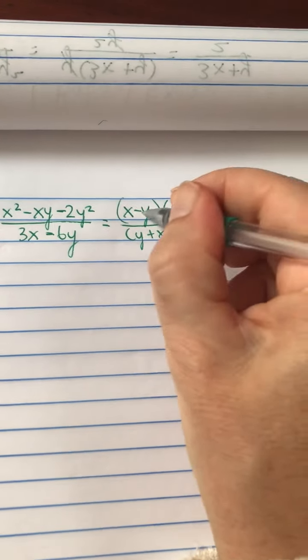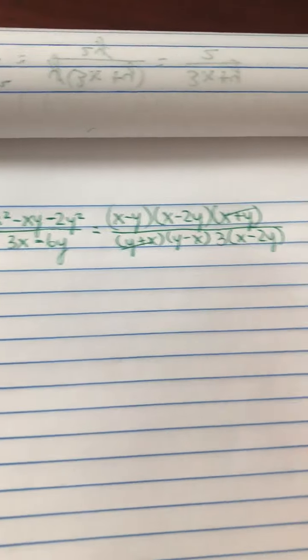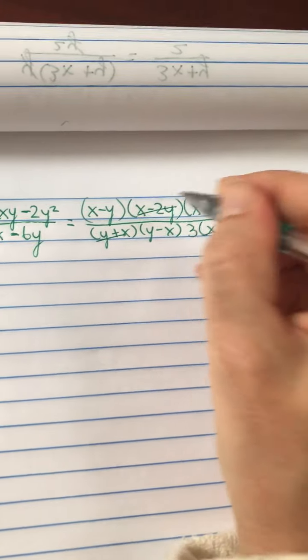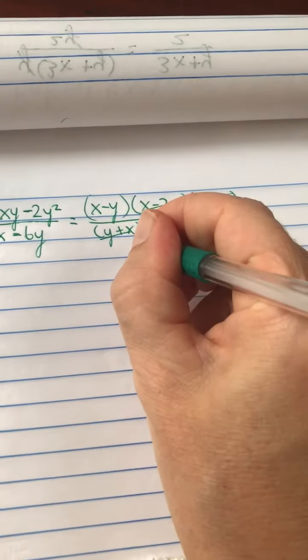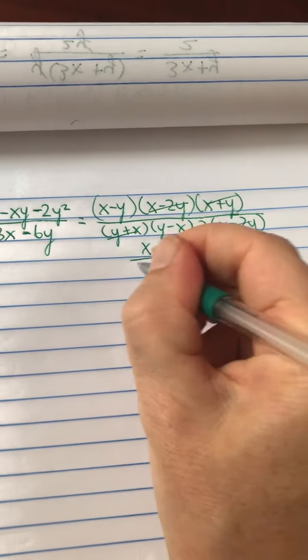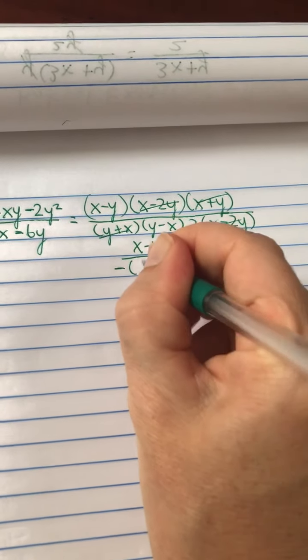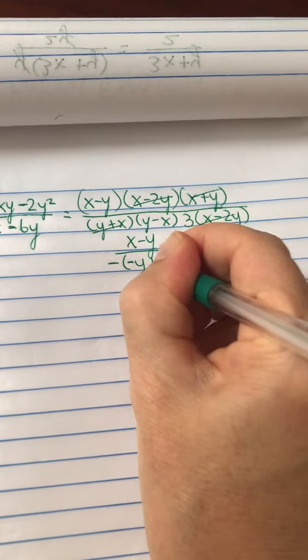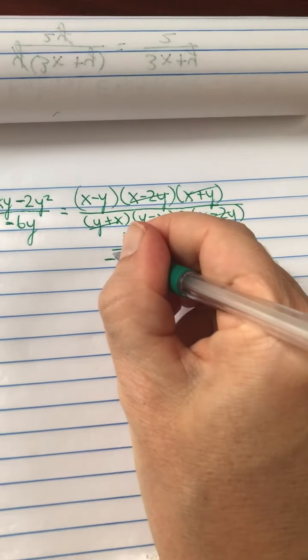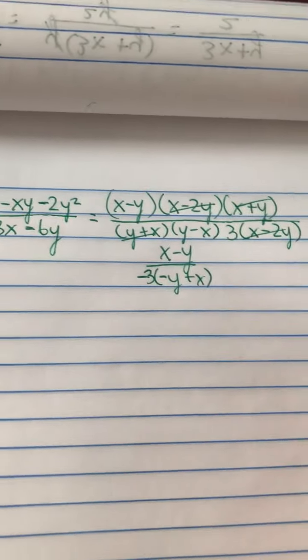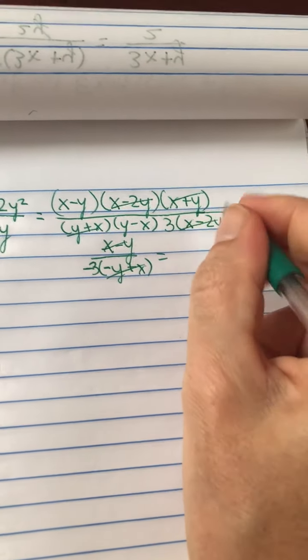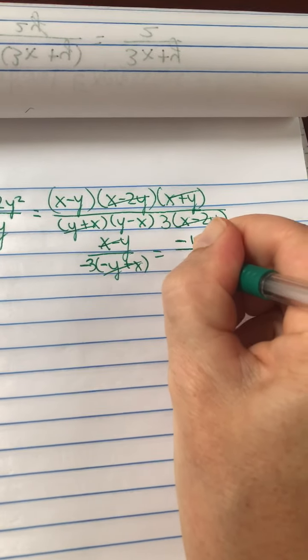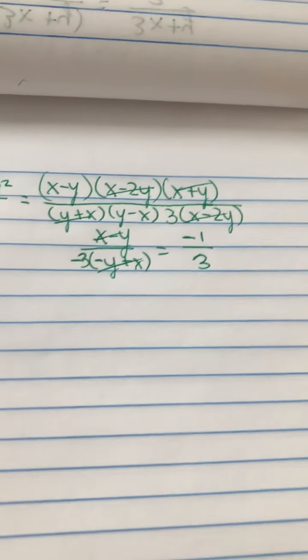All right, so that's, okay, this is crossing out. And this is crossing out. This one's almost crossing out if we factor out a negative. So x minus y over a negative y plus x. And don't forget about that 3 that we had. Okay. So then we can cross this out. And we're left with negative 1/3. Okay.